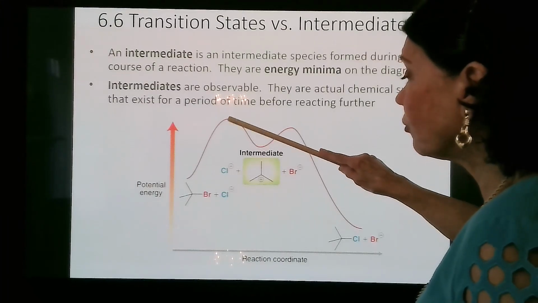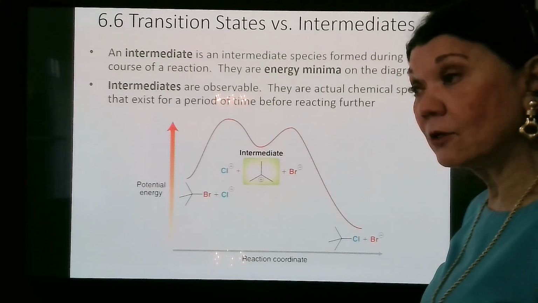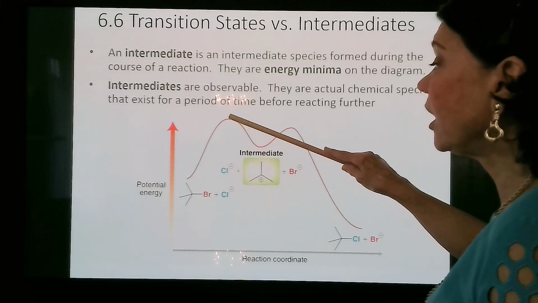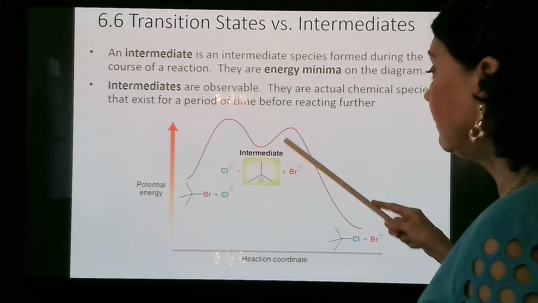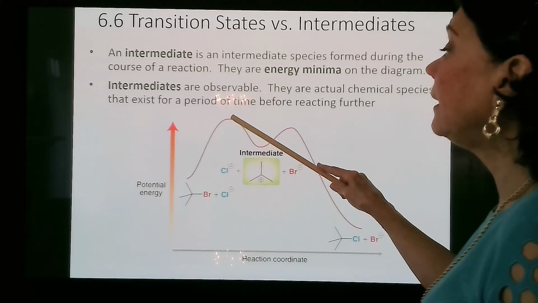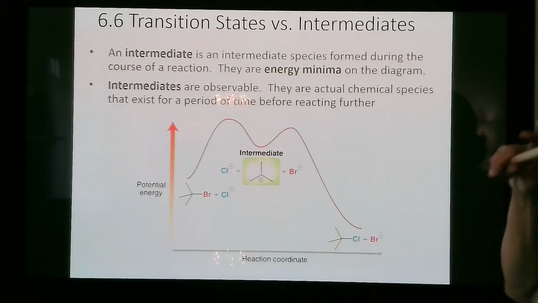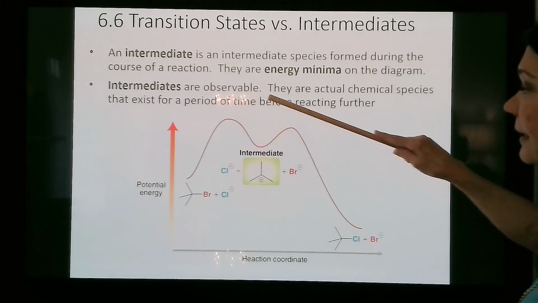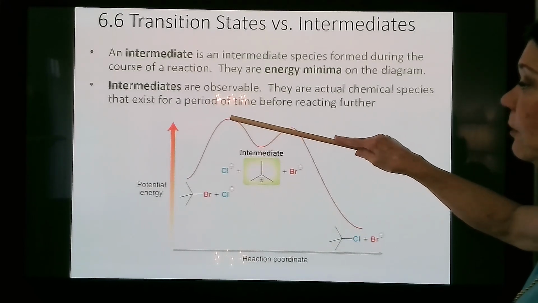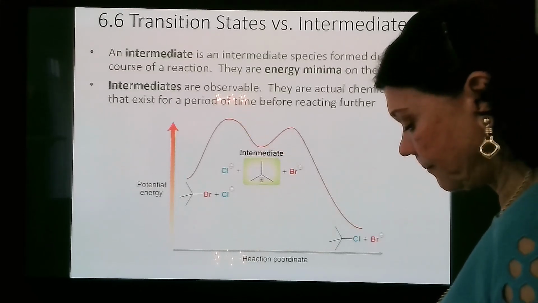The rate determining transition state is always the highest energy maximum. It doesn't necessarily have to come first. Sometimes it comes later, but it is usually the first one. So this is a transition state. This is a transition state. This is going to be the rate determining transition state structure here.